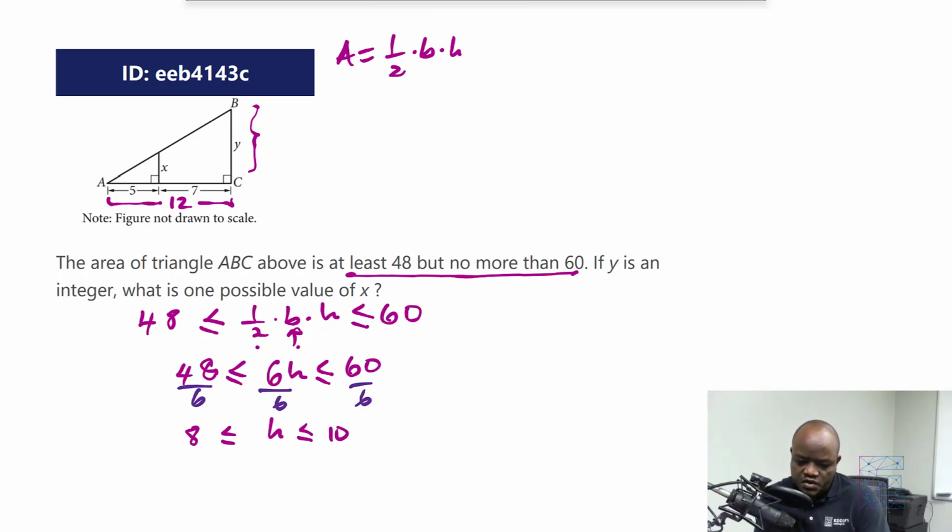So we now know that this y value here can be 8, it can be 9, or it can be 10 because it's an integer. Now let's examine how we can figure out the value of x. There are 3 scenarios, right? So we'll do the math 3 times: when y equals 8, then when y equals 9, and then one more time when y equals 10.